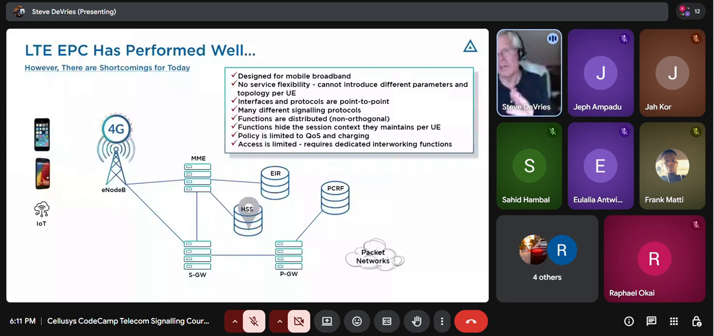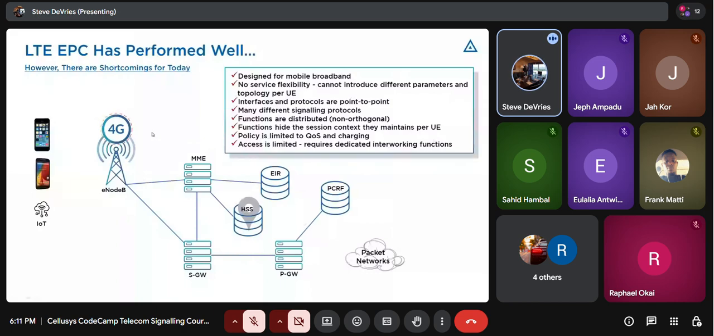In other words, what it knows about the entire call. They hide that in certain devices, and in order to bill properly, they need to get access to those devices or to those parameters. Policy was somewhat limited, access was somewhat limited. So again, yes, it's performed well, but there was a need for a next generation, and that's where fifth generation came in. The time frame here is 2017, 2018 up through right now.